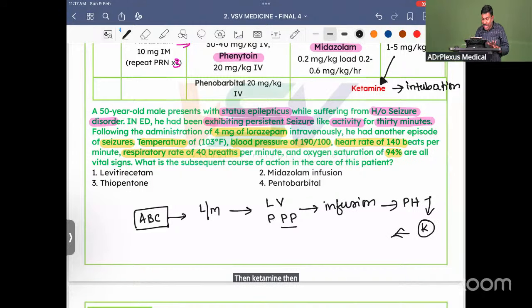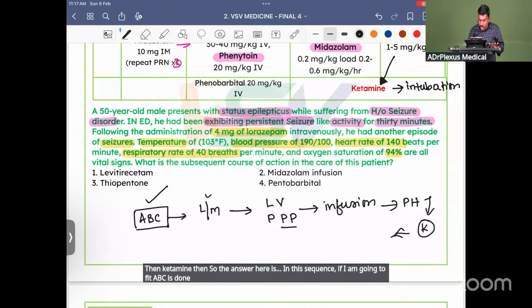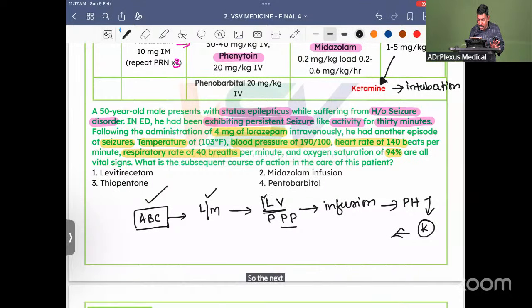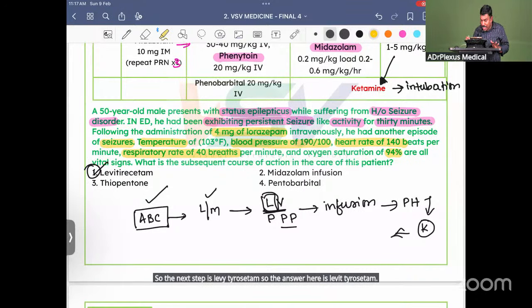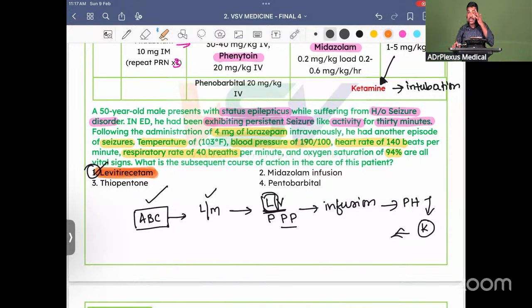So the answer here is in this sequence. If I'm going to fit it, ABC is done, this is done, so the next step is levetiracetam. So the answer here is levetiracetam. That will be the better option.